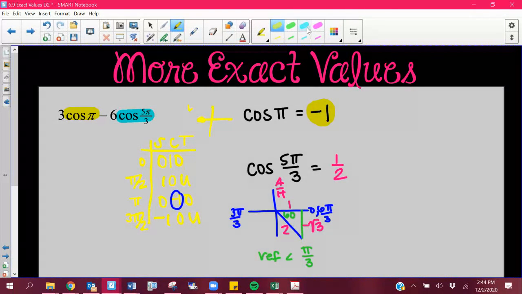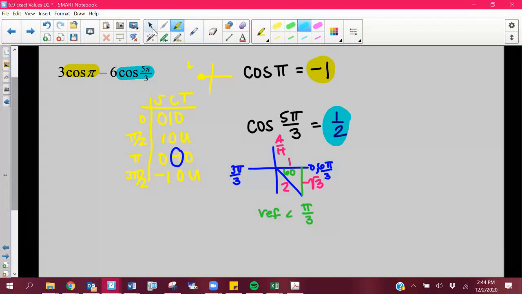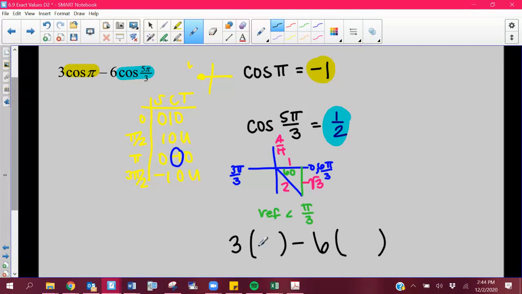So what I've just done here is I've found the answer for the cosine of pi. It's -1, and I found the answer for the cosine of 5 pi over 3. So now all I need to do is plug them into that expression. So if you notice here, we're going to have 3 times some number minus 6 times some number. And I know those numbers now. It's what I highlighted in there. So I'm going to have the -1 and the 1/2.